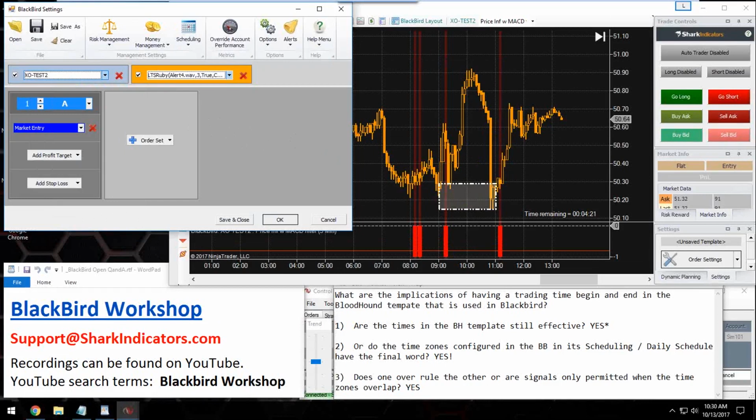Frank is asking, when you say trade signal, do you mean only entry signal? Yes, correct. Trade signal always refers to an entry signal. If I mean an exit signal, I'll call it an exit signal instead of a trade signal.